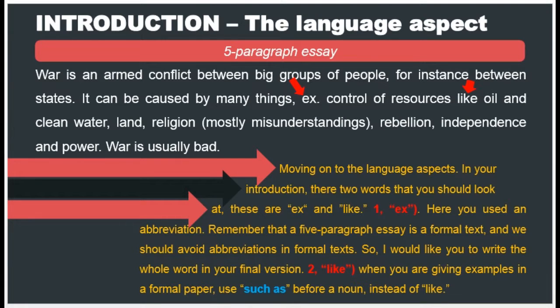In your introduction, there are two words that you should look at. These are "ex" and "like". Number 1, "ex". Here you use an abbreviation. Remember that a 5-paragraph essay is a formal text, and we should avoid abbreviations in formal texts. So, I would like you to write the whole word in your final version. Number 2, "like". When you are giving examples in a formal paper, use "such as" before a noun instead of "like".